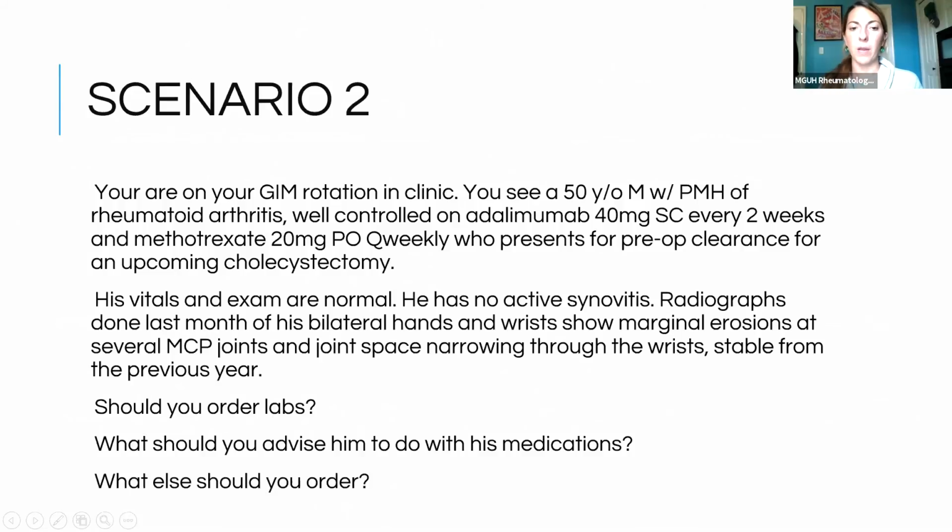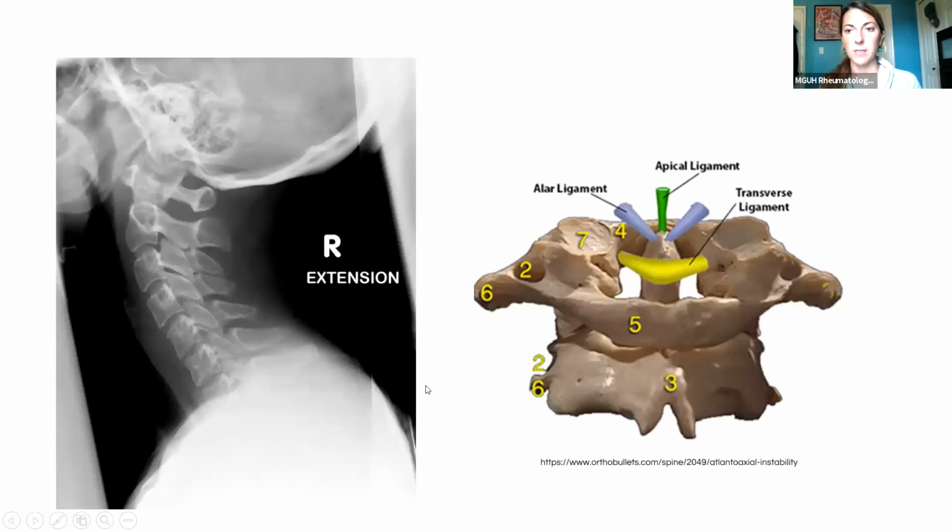My other important point here: what else should you order for this gentleman with chronic rheumatoid arthritis? Before anyone gets surgery with RA, you should get cervical spine films. You may remember I told you before the back is rarely involved with RA. Well, you can get synovitis at the atlantoaxial joints that damages these ligamentous support structures, which can lead to atlantoaxial instability, right?